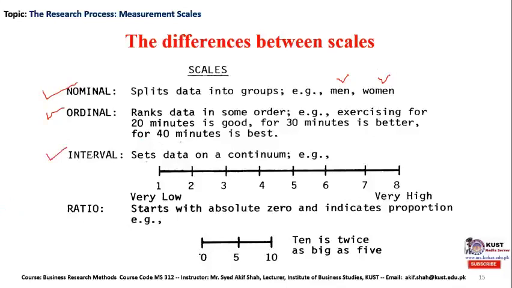Then we had interval sets of data on a continuum, for example, very low, as we have explained with the help of different characteristics pertinent to the job of a particular individual. And it states that such a kind of factor is highly important for the job nature. So such a kind of interval may be presented to the respondent, where he is allowed to select the option of his choice.